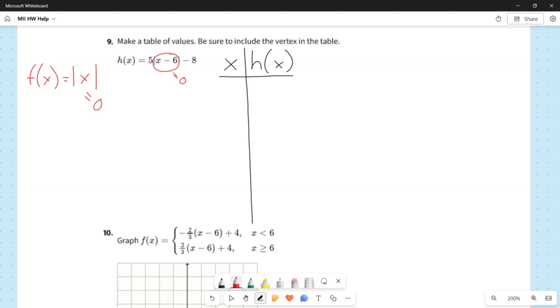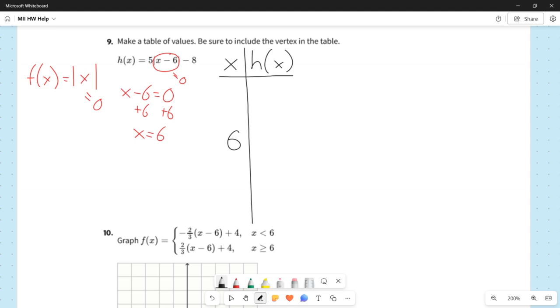And so if we want the vertex, we're going to do it when x minus 6 equals 0. Well, this is relatively easy to solve. It means that x is going to equal 6. That's going to be the x coordinate of our vertex. So I definitely want to include that as an input in my table, right? I want to include 6.